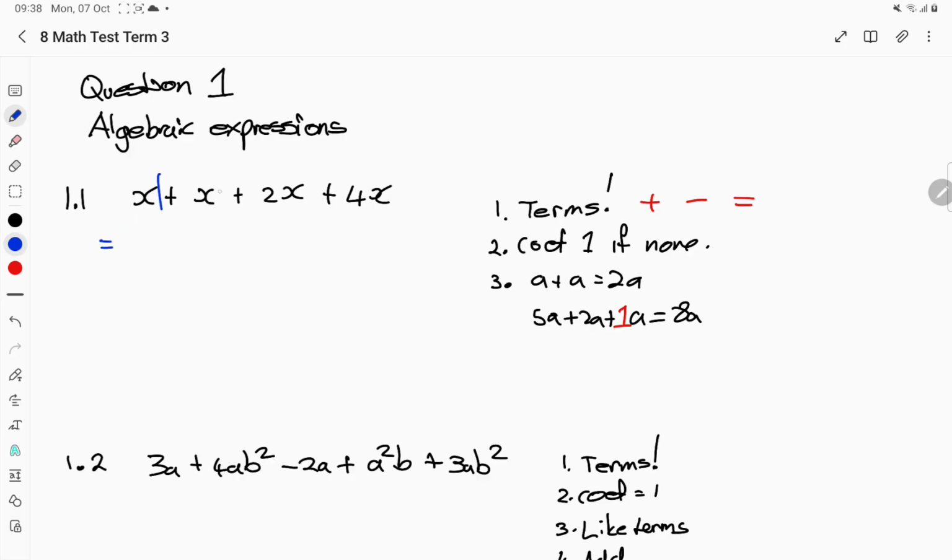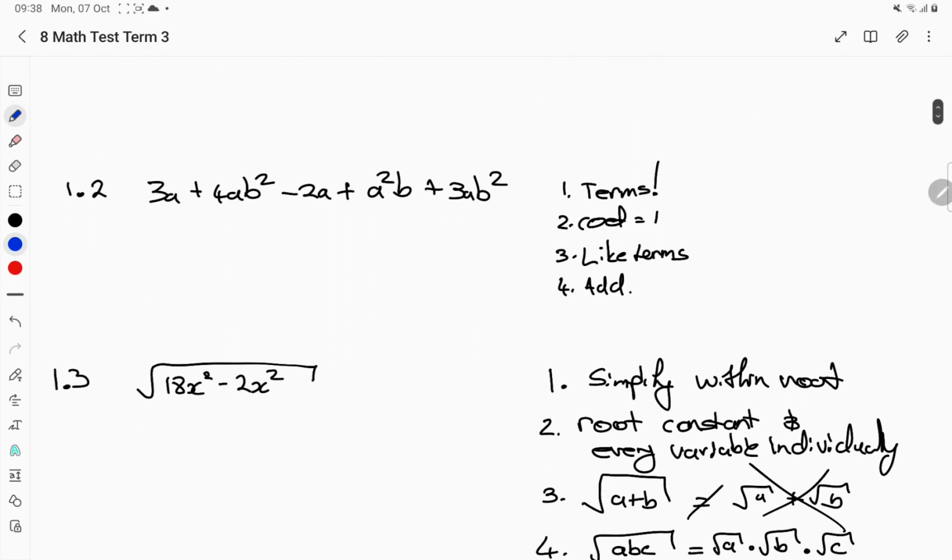All right, so we split our terms, and we put in those ones over there, and we just add it up. 1x plus 1x is 2x, plus 2x is 4x, plus 4x is just going to be 8x. Quite a nice, straightforward, easy question, that. Okay, 1.2. We have 3a plus, we have this long question over here. The first thing we have to do is we separate the terms.